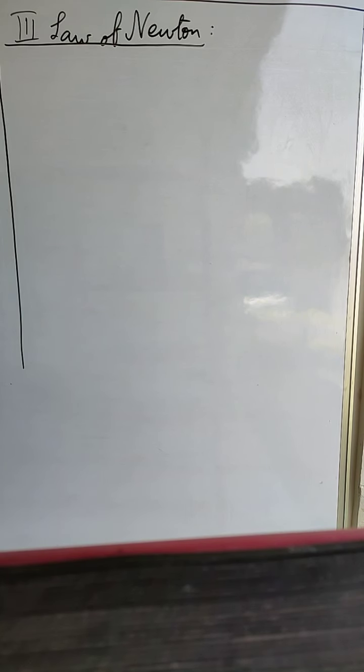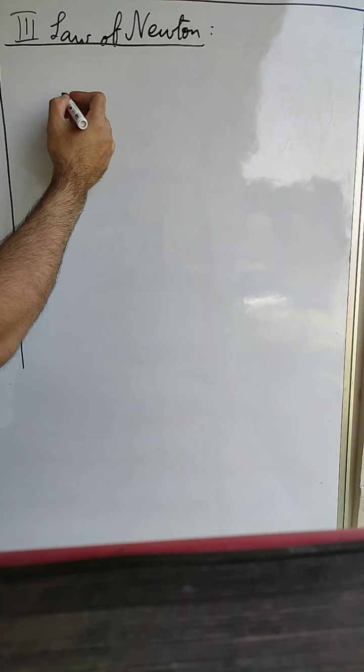Good morning, students. So today we will start with the third law of Newton. Now, the third law of Newton is the most, we can say, easy one, but it is also a little bit tricky. See, the definition of the third law of Newton states that when a force is applied by one body on another body, then the second body applies equal and opposite force on the first body.